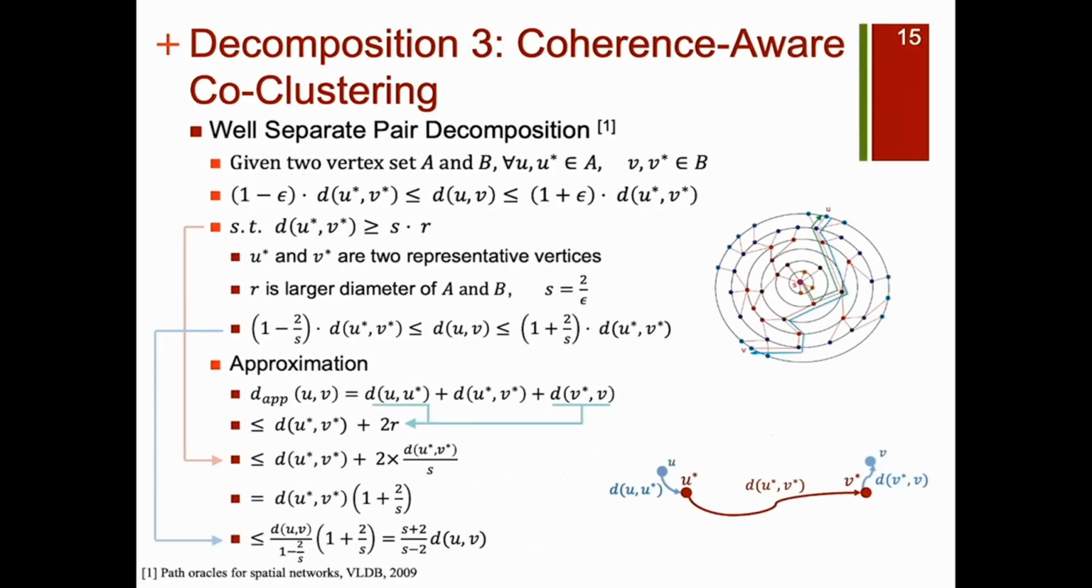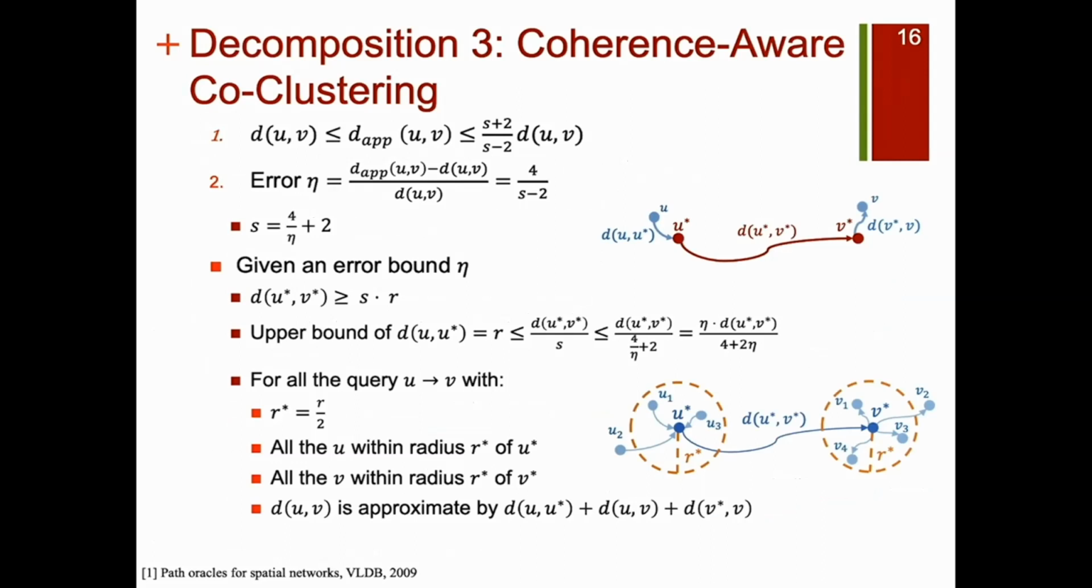The third decomposition method is coherence-aware co-clustering. Basically, for a pair U to V, we want to use the distances from U to U prime, U prime to V prime, and V prime to V, these 3 segments, to approximate the actual distance from U to V. Here are some maths based on the well-separated pair decomposition, and here's some proof of it. But that bound is not what we want. We want to use it in reverse.